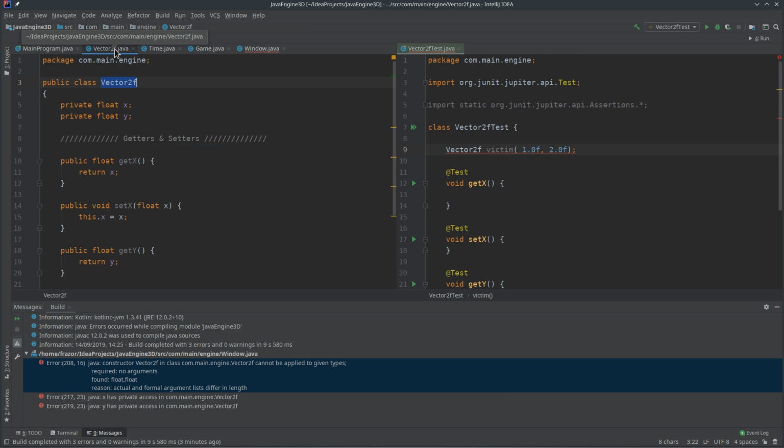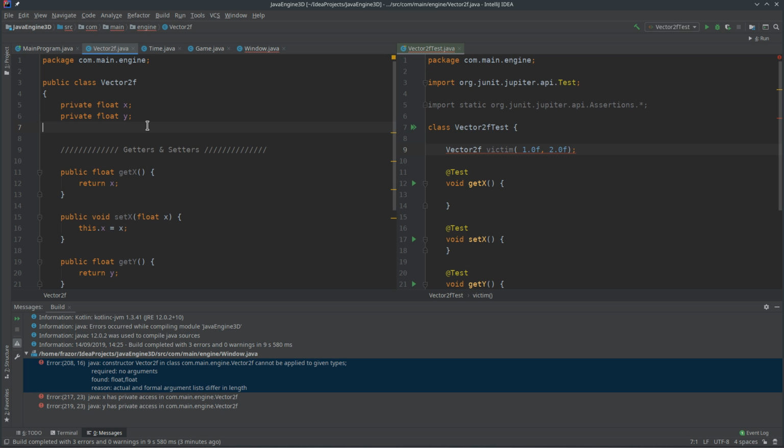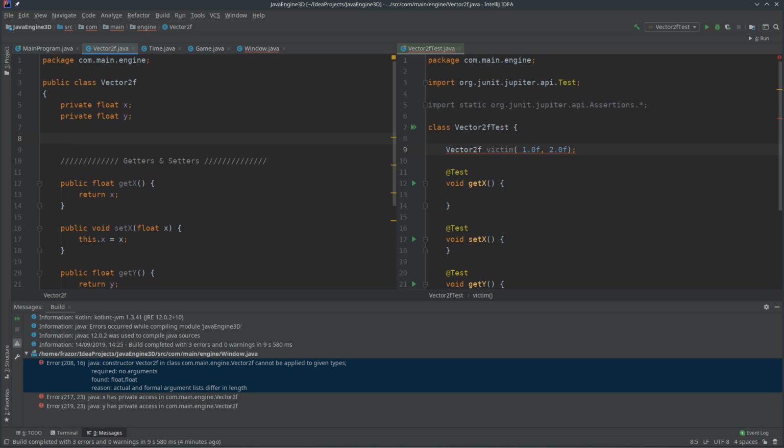Where are we here? Alt doesn't do anything. Make sure that's highlighted. Alt Enter. Create subclass. Make blah blah blah private. Yeah, that's not very good. I'll write it anyway. Okay, so we've got our tests. We can't run them because they're going to automatically crash the system. So let's write Vector2f. We'll make it public.